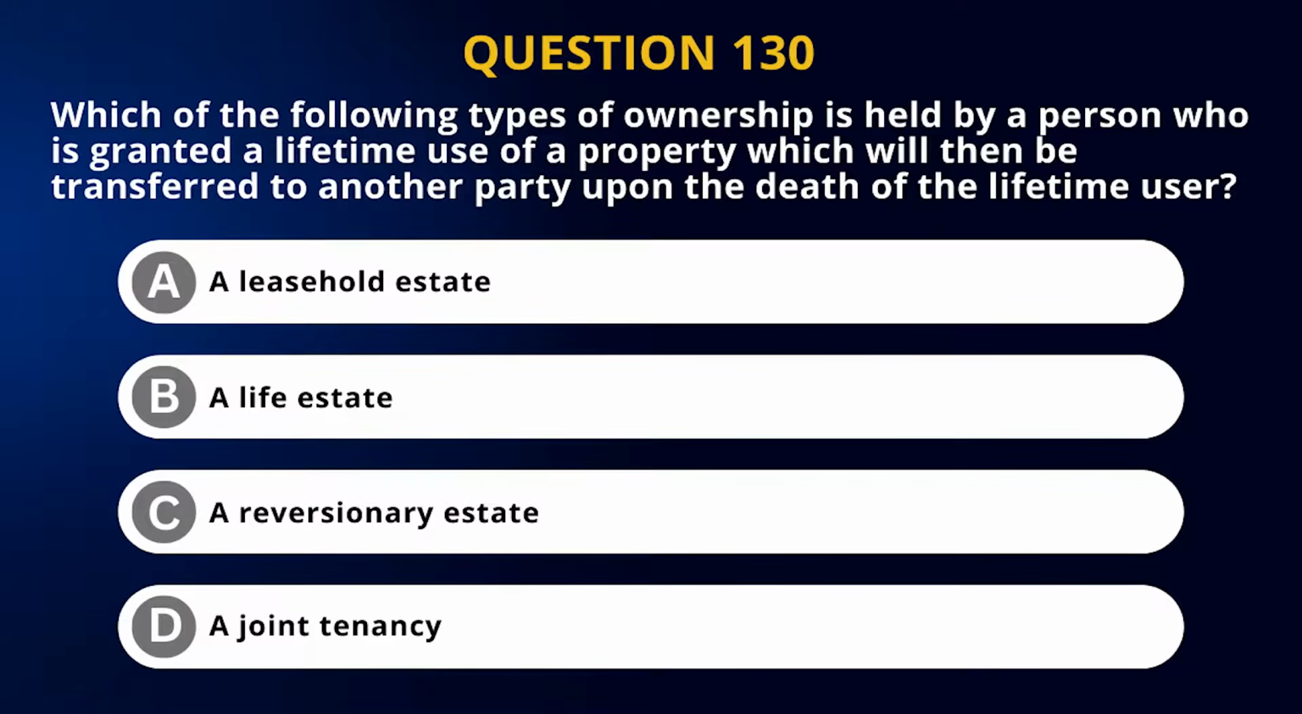Question number 130. Which of the following types of ownership is held by a person who is granted a lifetime use of a property, which will then be transferred to another party upon the death of the lifetime user? Letter A, a leasehold estate. Letter B, a life estate. Letter C, a reversionary estate. Letter D, a joint tenancy.